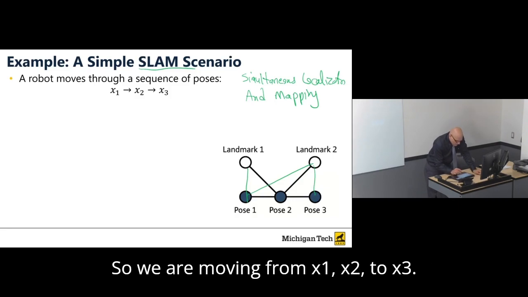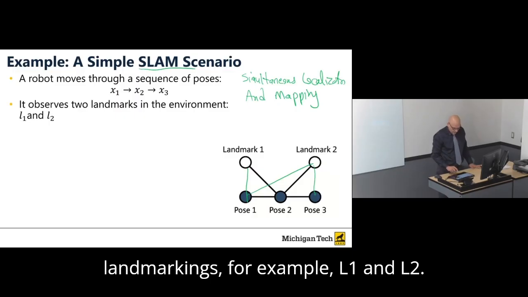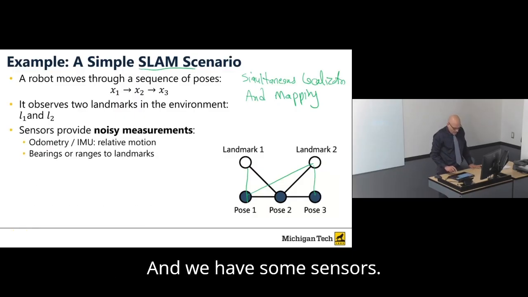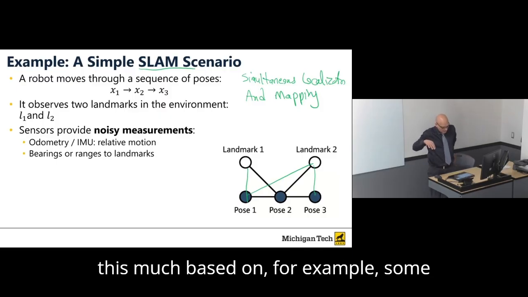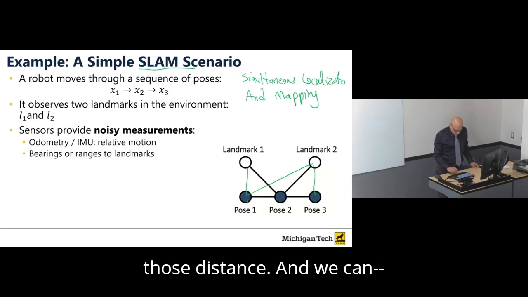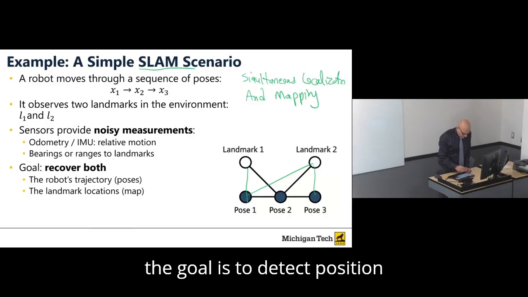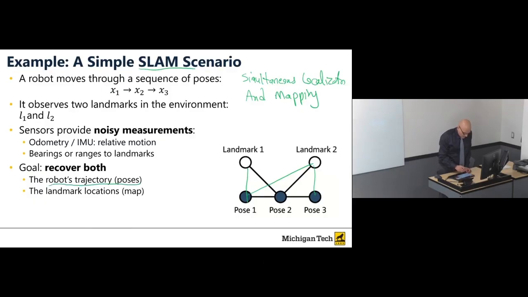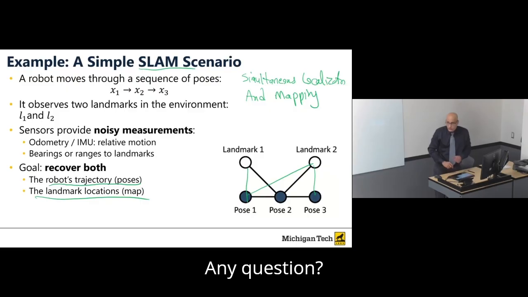So we are moving from x1, x2 to x3, and we observe two landmarks, for example L1 and L2, and we have some sensors. Based off those sensors, for example bearing and LIDAR, we can get the distance of us to the landmark. The goal is to detect the position of the robot and also the landmark locations. This is called SLAM. Any questions?